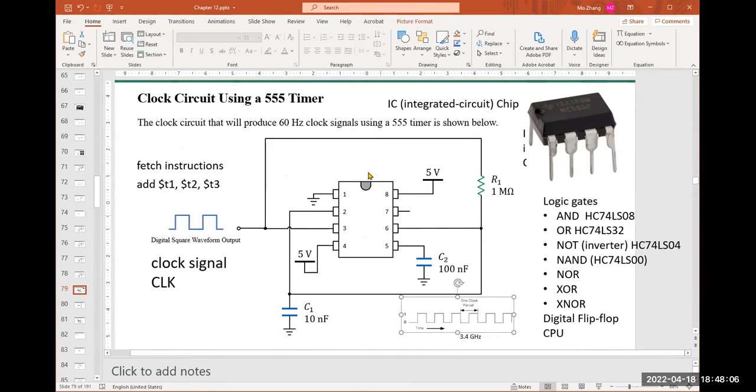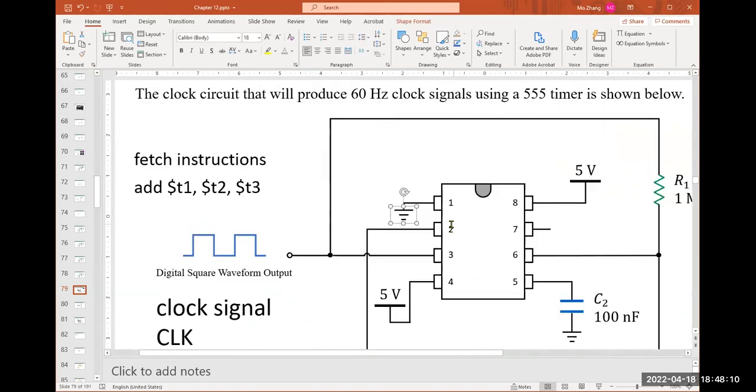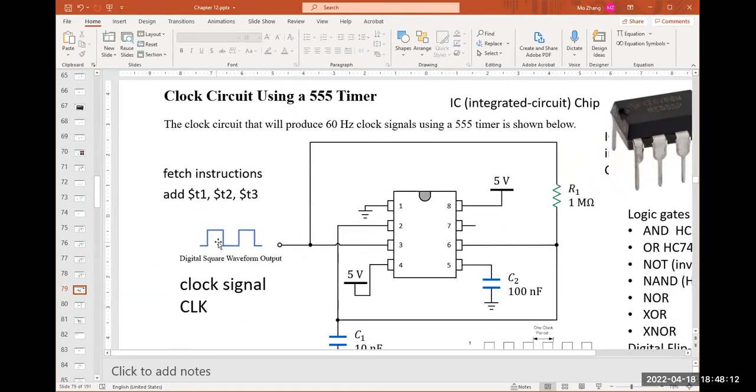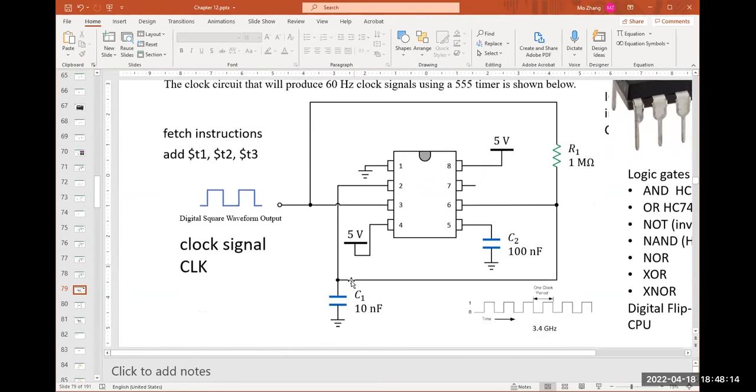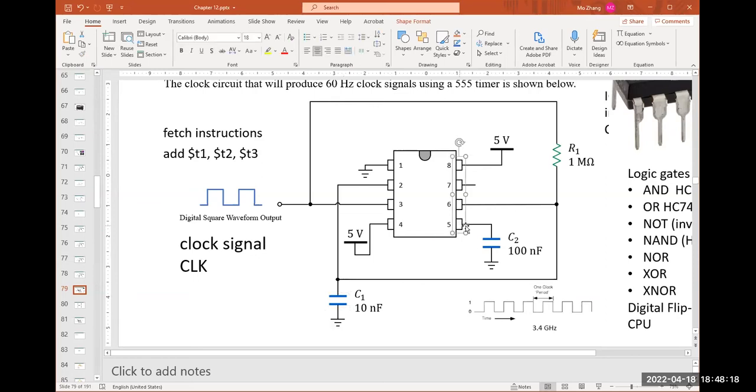So as you can see, on the chip here, pin 1 connects to ground. Pin 2 connects to a capacitor. See, that's the application of a capacitor. Pin 5 connects to another capacitor. Pin 4 connects to 5 volts. Pin 8 connects to 5 volts. And then pin 3 is the output that generates this clock signal.